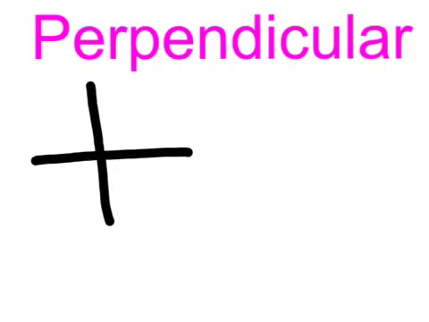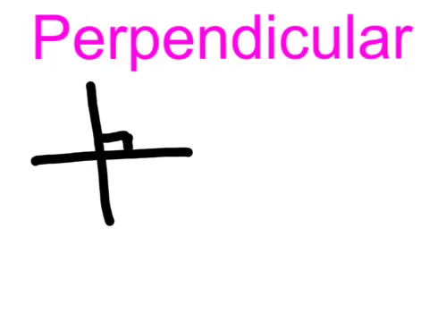If I told you that I wanted you to draw 2 lines that came together and created a right angle, try that. If you wound up drawing something like this, where you have a right angle, you drew perpendicular lines.